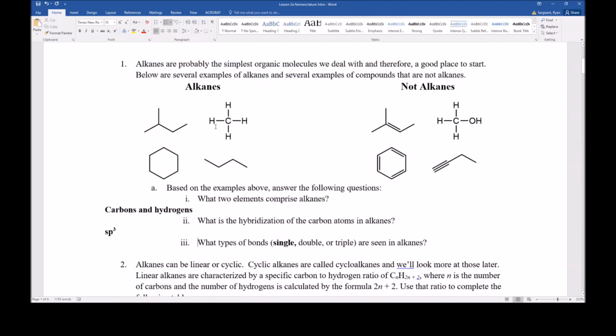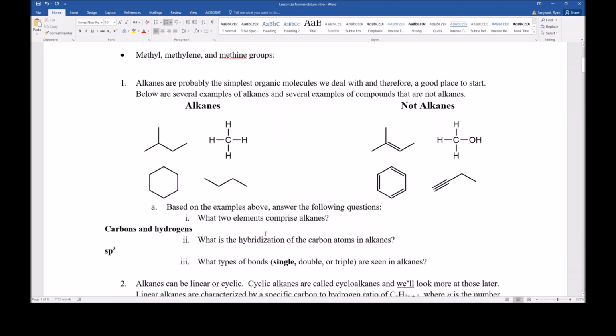You look for all carbons and hydrogens, so this is not an alkane because that's not a carbon or hydrogen. You want all of the hybridization to be sp3. Well, that's sp, that's sp, that's sp2, that's sp2. These are all sp2, so these don't meet that second criteria. And then we need single bonds across the board. So that one's out, and that one's out, and that one's out. So this is how you can look at a compound very quickly and identify it as an alkane.